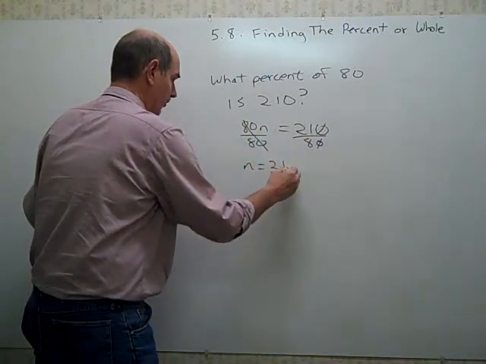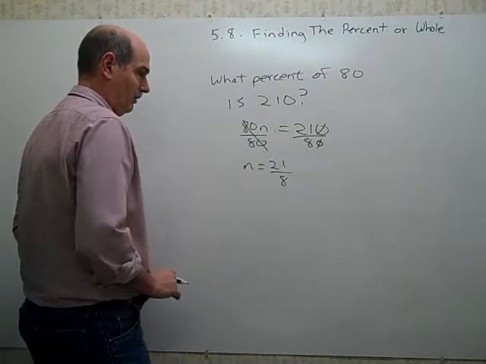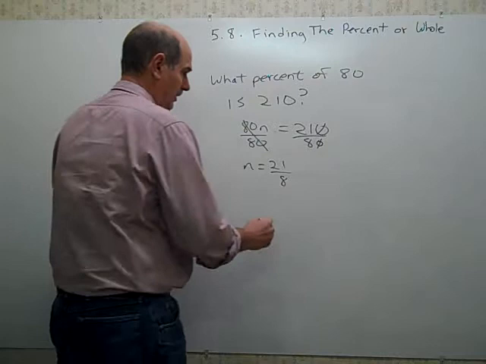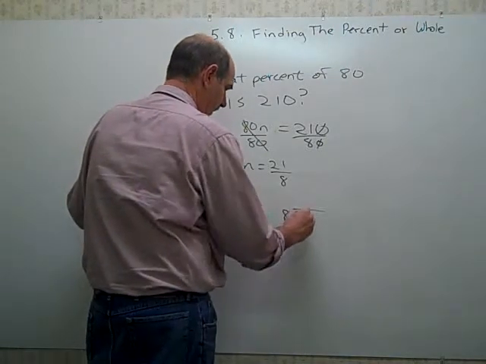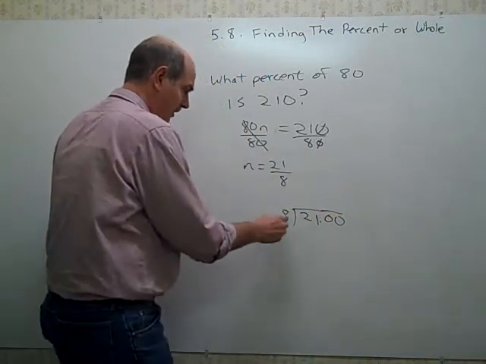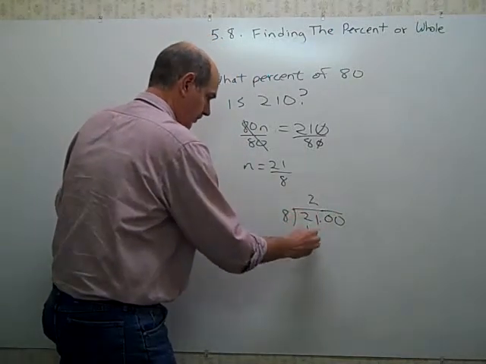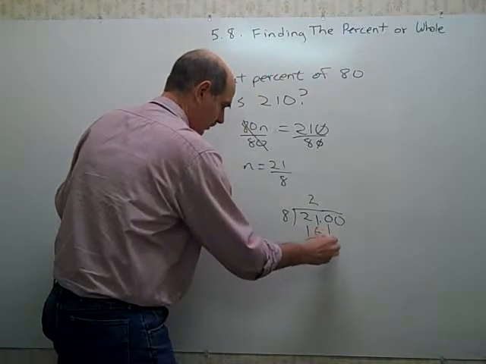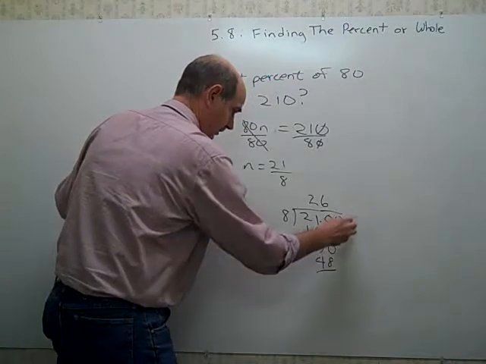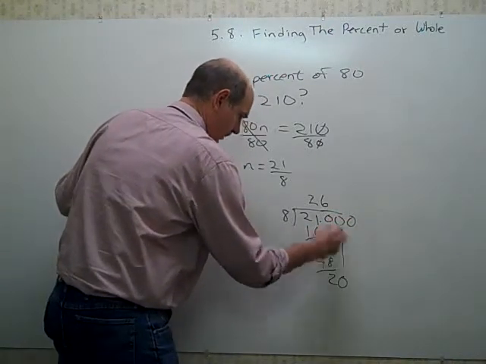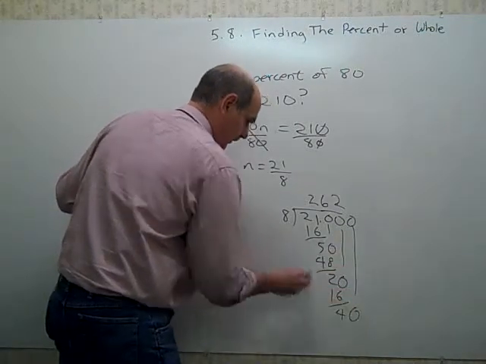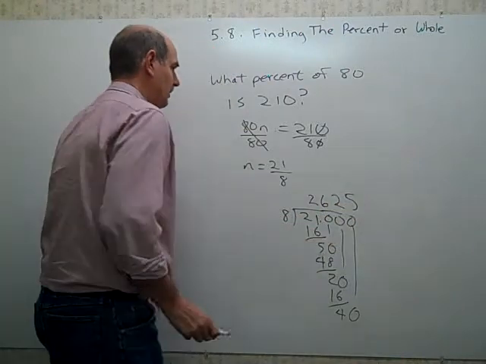N equals 21 over 8, which is certainly going to be more than 1. 1 is 100%. In fact, it's even more than 2, so it's going to be more than 200%. We can just set up a little division bracket here. I think we're going to have to go 2 places here. We'll figure it out. 8 goes into 21 2 times. Make 16, subtract, 5, bring the 0 down. 8 goes into 50 6 times. We're going to have another 0. 8 goes into 20 2 times. Make 16, subtract, 4, bring down the other 0. And 8 goes into 40 5 times.